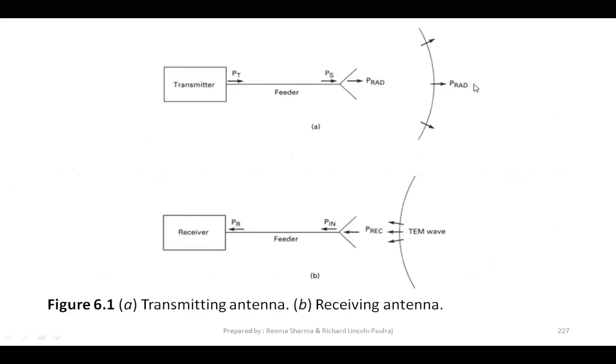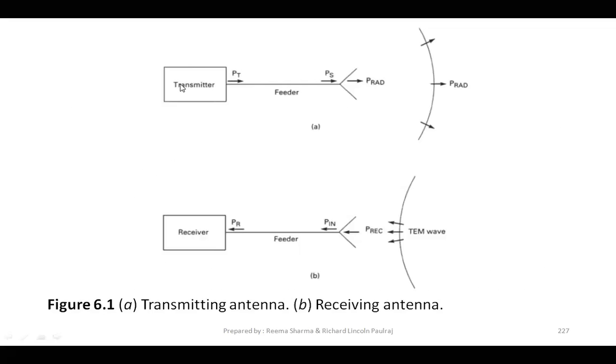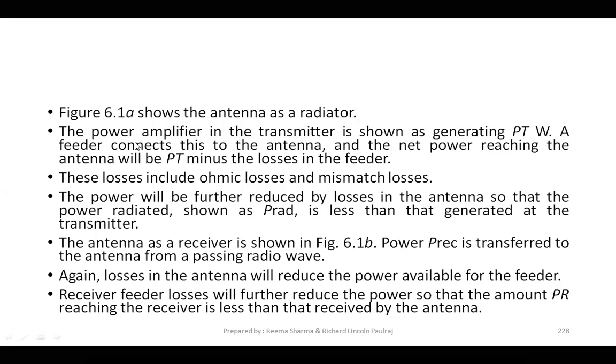This is your radiated power. On the transmitting side, you have your source, then your feeder, then your radiated power. At your receiver, you will have the radio wave, then the received power in the feeder, and the total received power, and finally it gets into the receiver. So from here it gets transmitted and from here it gets received. This is a simple representation of your transmitting and receiving antenna. In figure A we saw a transmitter, and in figure B we saw a receiver.